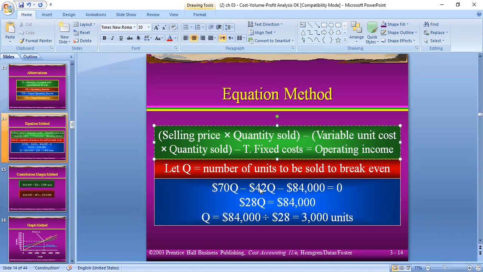So 70 minus 42 gives 28Q equals $84,000. 84,000 divided by 28 gives 3,000 units. That's the break-even point. Again, as we told you in the face-to-face lecture, dividing total fixed cost by contribution margin per unit gives you the break-even point in quantity, that is 3,000 units.